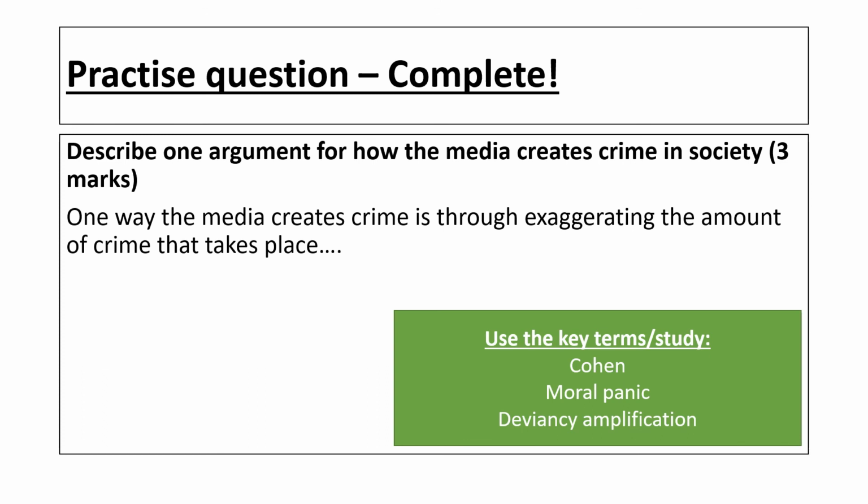It leads to deviancy amplification, either because the police investigate that crime more and find more evidence of that type of crime, or because it leads people to actually go out and commit that type of crime because attention has been drawn to it. So have a go at answering that question, and if you could just submit this 3-marker on Show My Homework, that would be great.